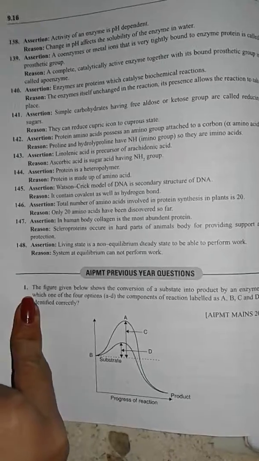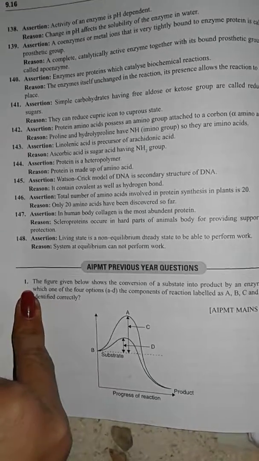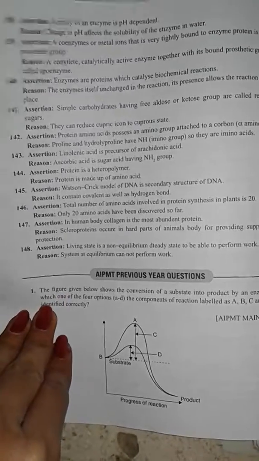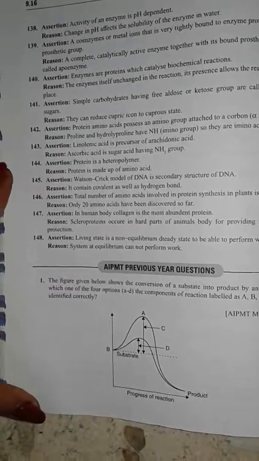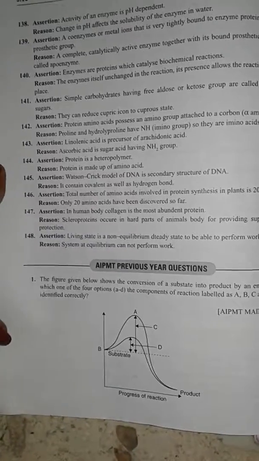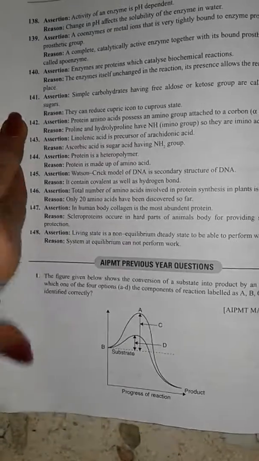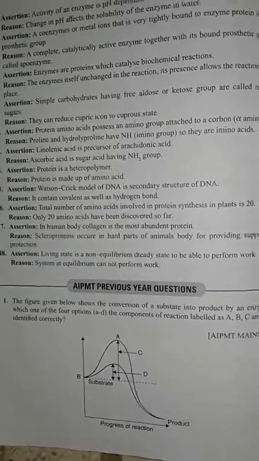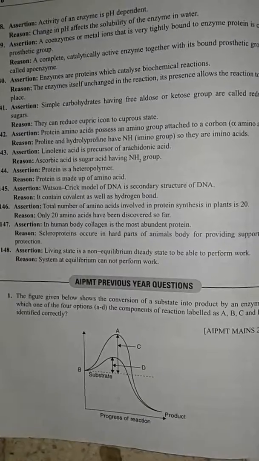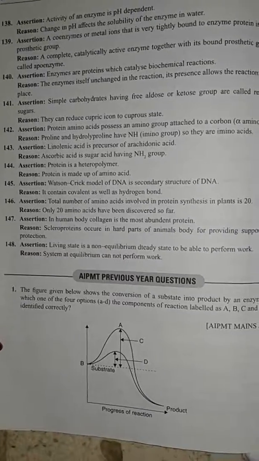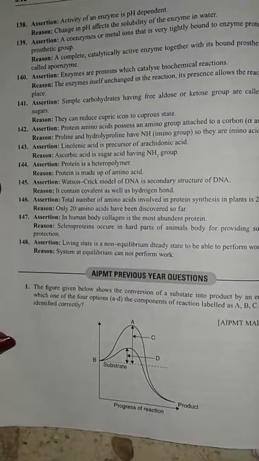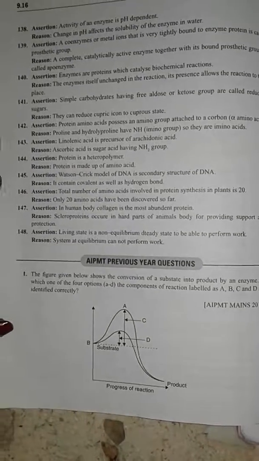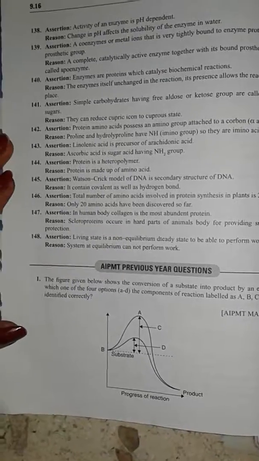Then, the assertion: the Watson-Crick model of DNA is the secondary structure of DNA, and it contains covalent as well as hydrogen bonds. So here the correct answer is A: both are correct, and the reason is the correct explanation also. Hence the answer is A. Then, the total number of amino acids involved in protein synthesis in plants is 20, and only 20 amino acids have been discovered so far. So here the correct answer is C: the assertion is true, but the reason is false.